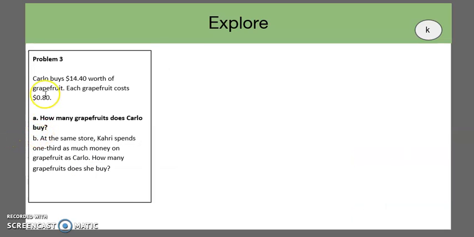In this problem, we see that Carlo buys $14.40 worth of grapefruit. Each grapefruit costs 80 cents. The first part of the problem tells us how many grapefruits does Carlo buy. So we would encourage our students to pause the video and think about how they can do this by creating either a table or doing this algebraically.